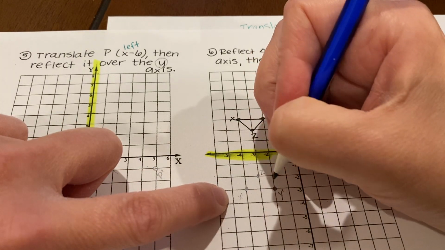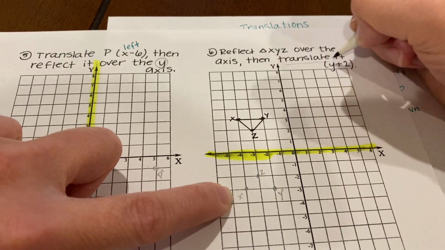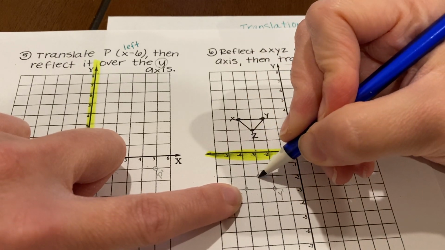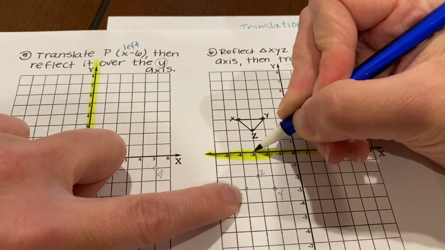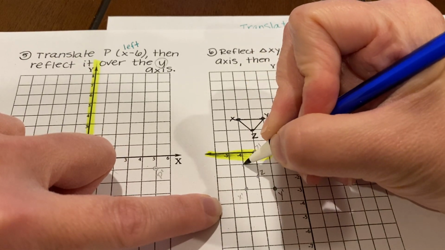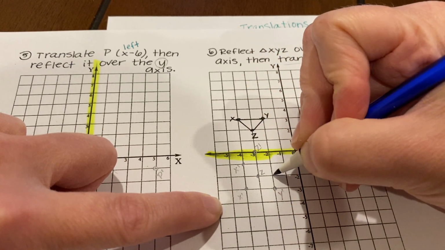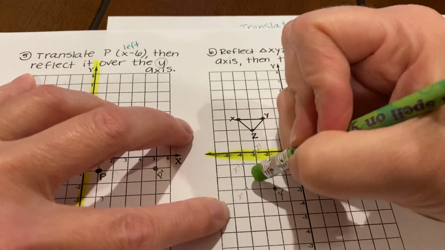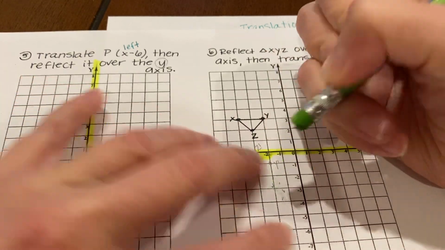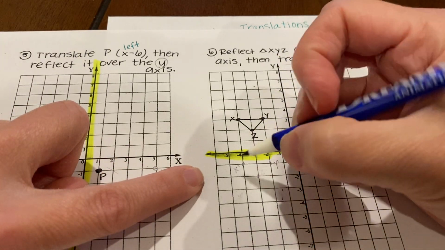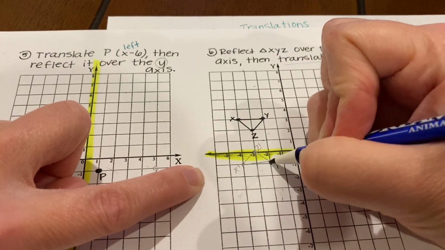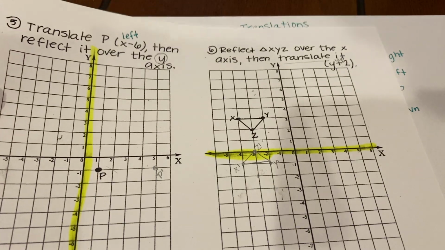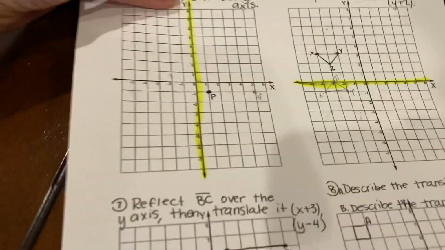Okay, but remember this is your middle step, right? Because then it says translate it y plus 2, which we know means up 2. So now each one of these points is going to go up 2. Okay, and remember, we don't want to see that middle step. Okay, so if you break it up, go step by step, you shouldn't have too much trouble as long as you're doing okay with reflecting and then translations as well.